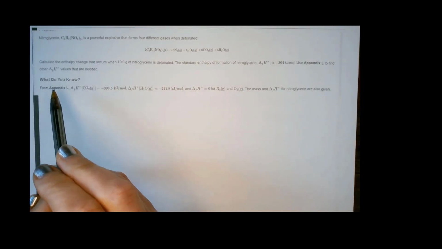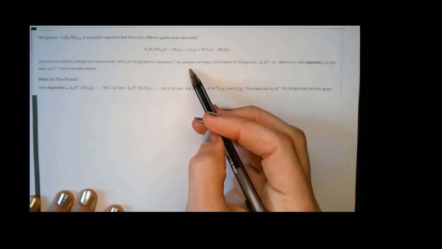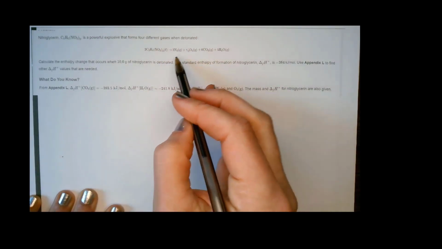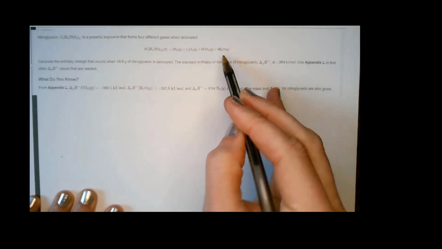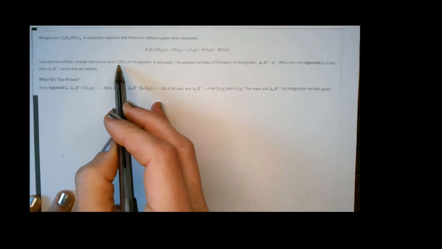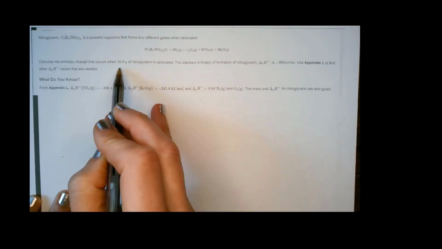Let's look at another example problem similar to the last one. This just adds 1 extra step. So we have nitroglycerin, which is a powerful explosive that forms 4 different gases when detonated. So here's our nitroglycerin. It forms nitrogen, oxygen, carbon dioxide, and water. We want to calculate the enthalpy change that occurs when 10 grams of nitroglycerin is detonated. Okay, so we're going to get to that in a minute.